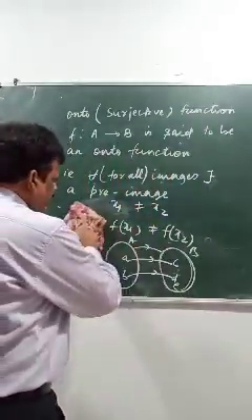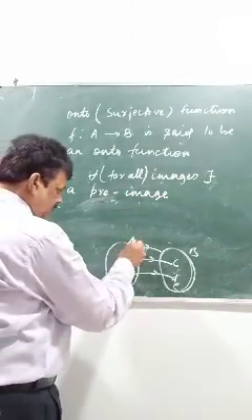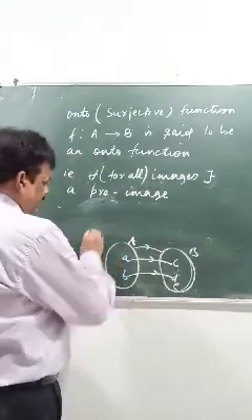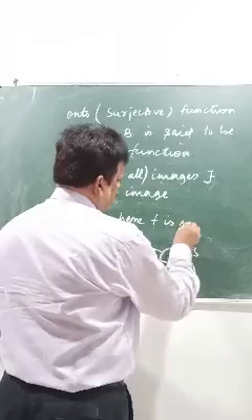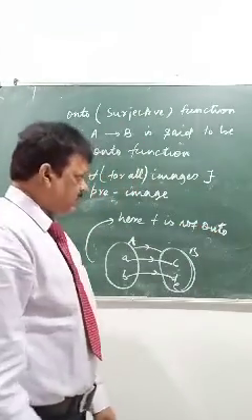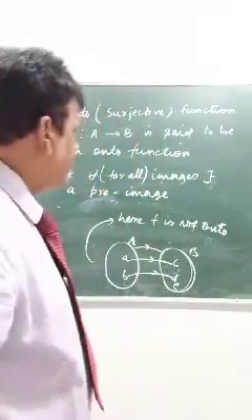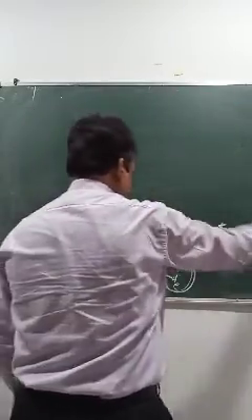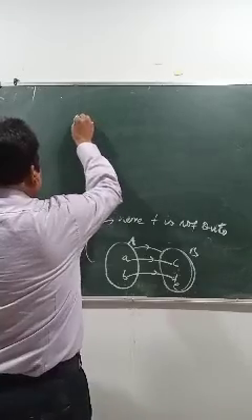So if I take this one, we can say here f is not onto, because for E there is no pre-image here. Okay, now let's see another one. What about this?